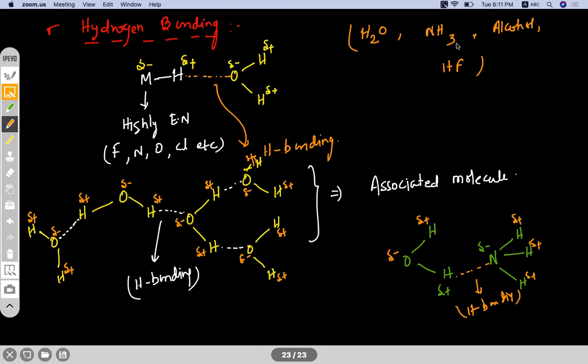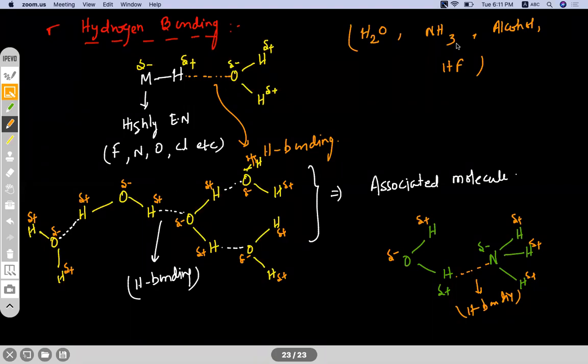No, hydration is something else. Hydration is like if you dissolve sugar crystal into water, that is also hydration. There's no hydrogen bonding between sugar crystal and water molecule.